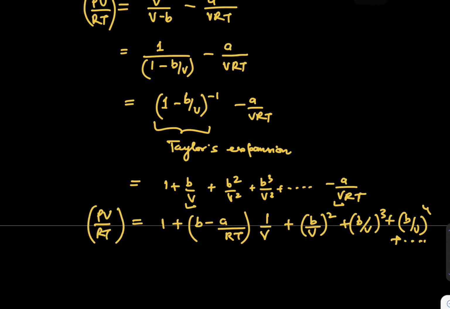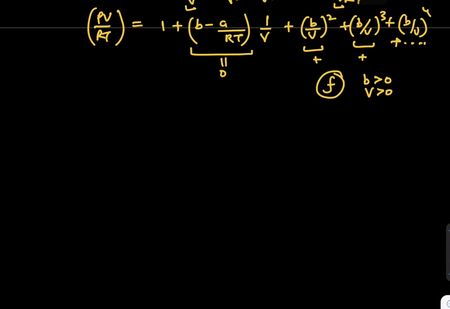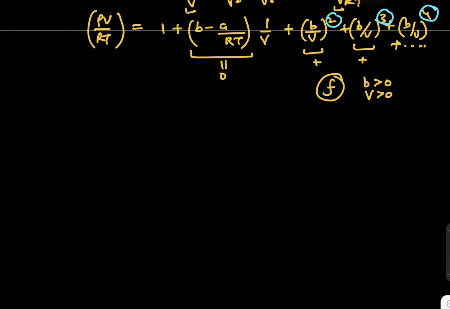Okay, so if this term is 0, look at this, all these terms are positive. b and V both are positive quantities, so b/V is positive, though it will be a fractional term, right? It's a very small term. And as you know, when I increase the power of a fraction, squared, cubed, to the power 4, definitely what will happen? It will make an even smaller number. So all these numbers are very small, approaching 0, and if somehow this number is 0.